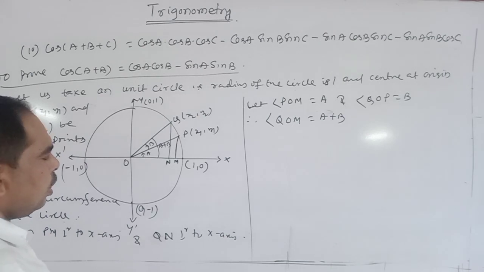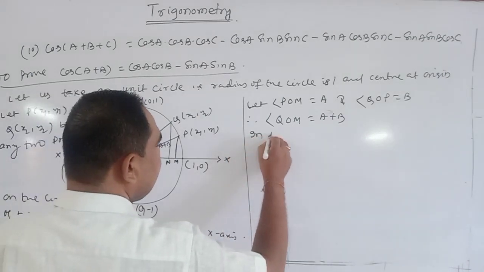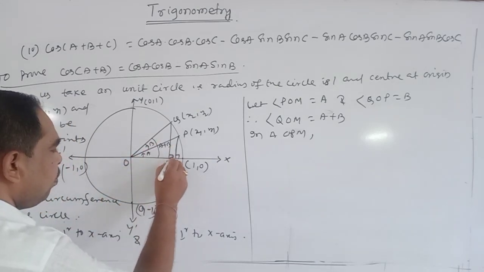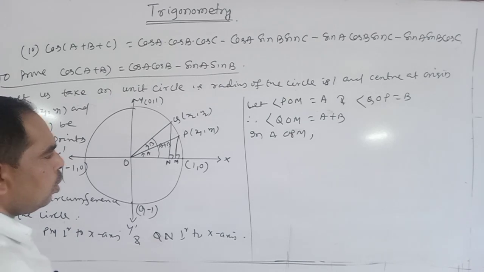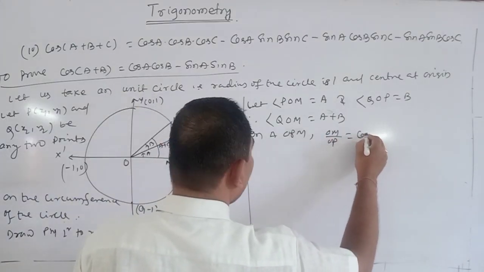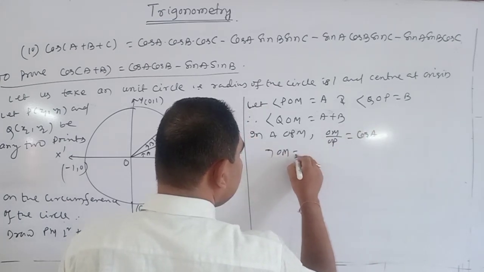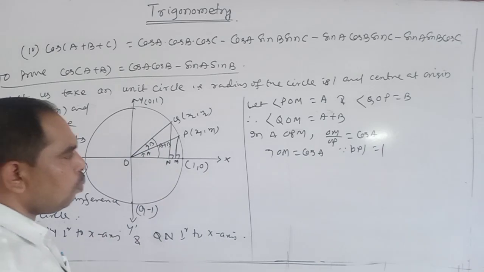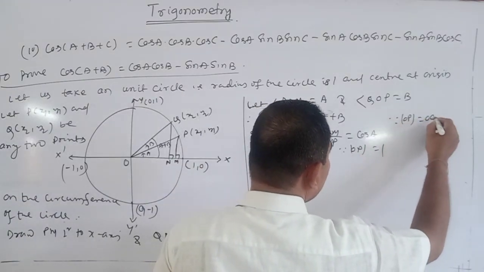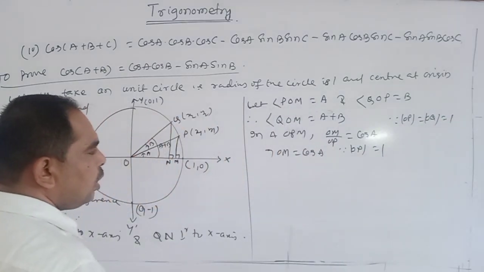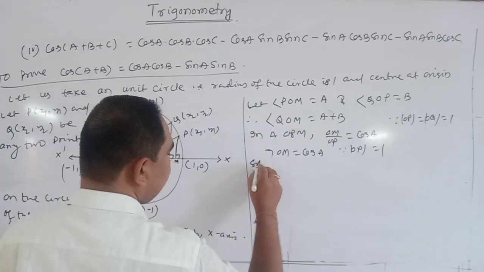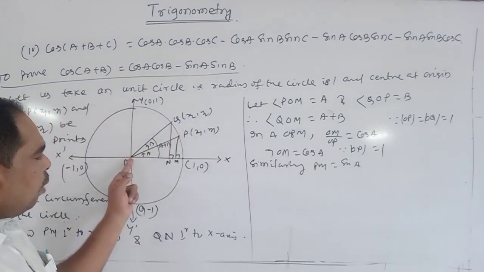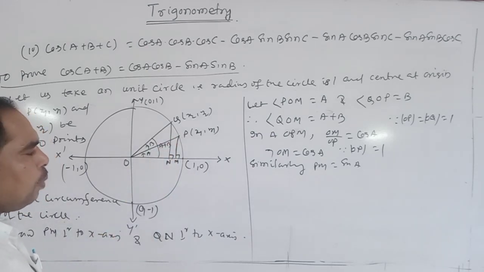In triangle OPM, OM by OP is equal to cos A. So OM is equal to cos A, because OP is equal to 1. The length of OP is 1, and the length of OQ is also 1. OP is equal to OQ, equal to the radius 1. So OM is equal to cos A. Similarly, PM is equal to sin A. PM by OP is equal to sin A.